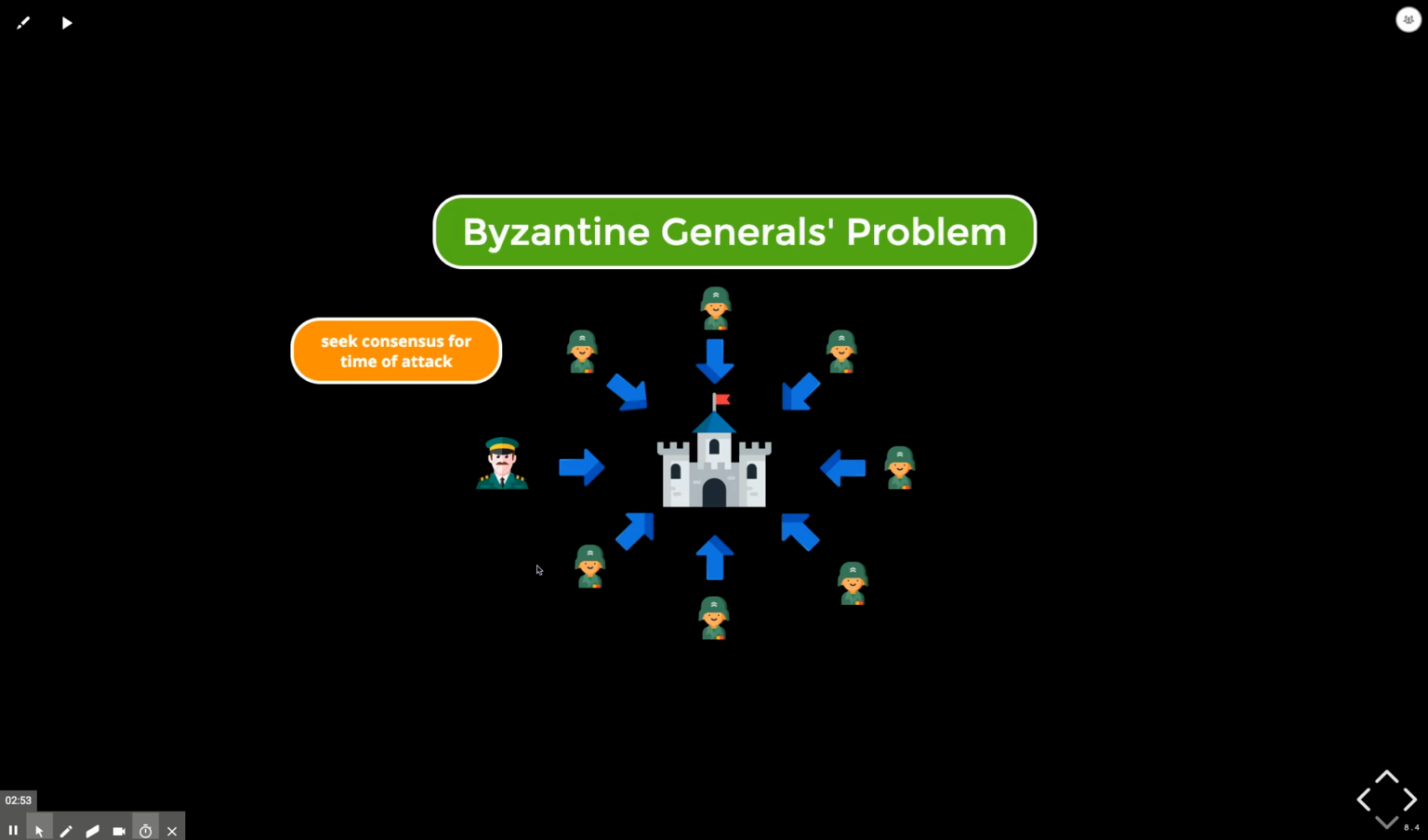Well, the first thing is we change the structure slightly. So there will be a leading general, the one on the left, with a lot of lieutenants. These are all the other guys there. And what he wants to do is seek the consensus time for the attack. So what this general will therefore do is he is a leader, and he proposes a time that he sends to all of his underlings, and then the underlings communicate with one another, and then they will act upon the majority decision.